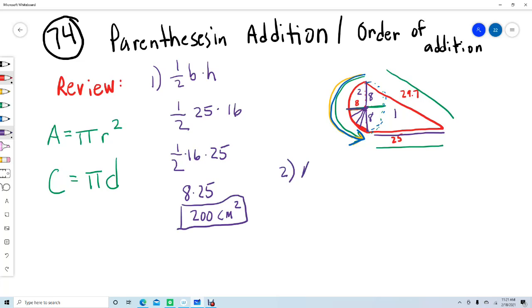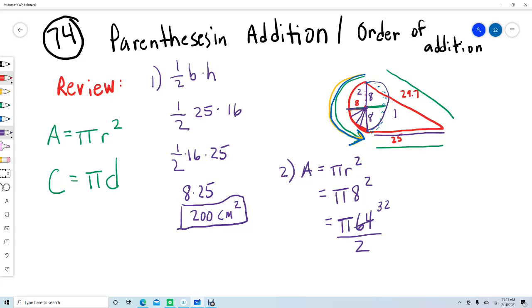The formula for the area of a circle is pi r squared. That's pi times our radius 8 squared. That's pi times 64. Now we need half of that. Pi times 64 would be the area of the full circle, but I only need half, so I'll go ahead and divide this in half.